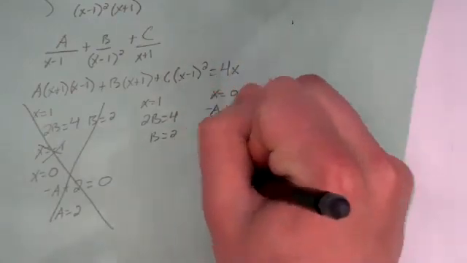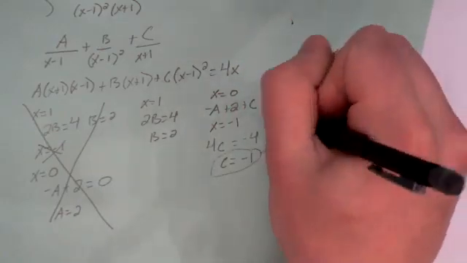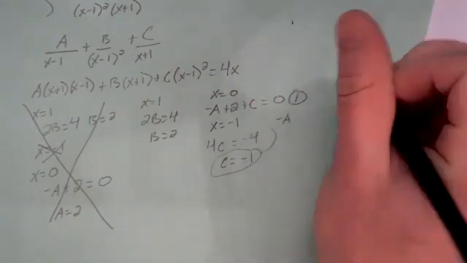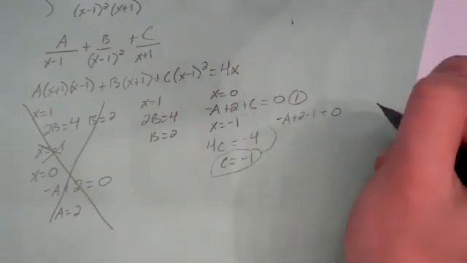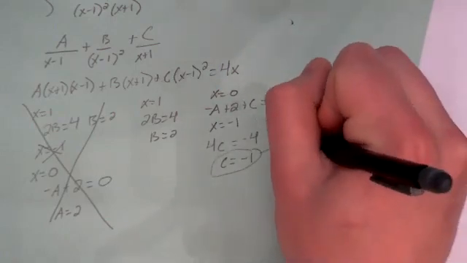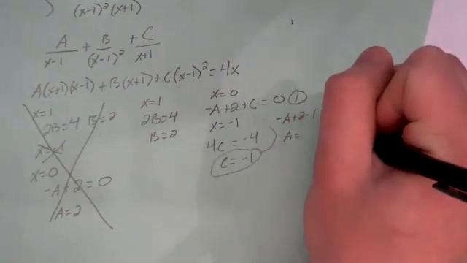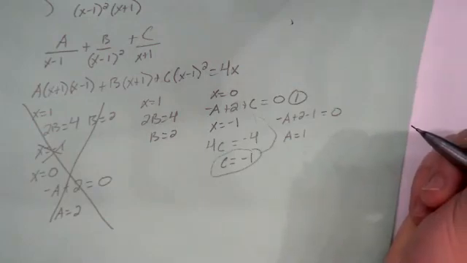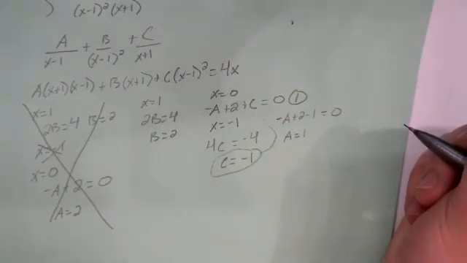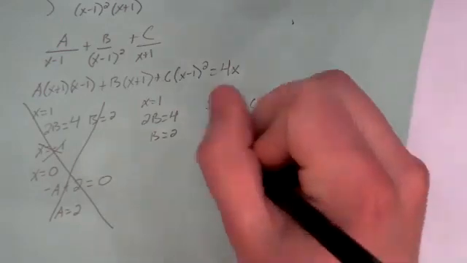So then we can take this, throw it up here and solve for a. So we get -a plus 2 minus 1 equals 0. And if we solve for a, what do we got here? A positive 1? 2 minus 1, minus 2, the negatives cancel out. Yes, +1. So a is 1.